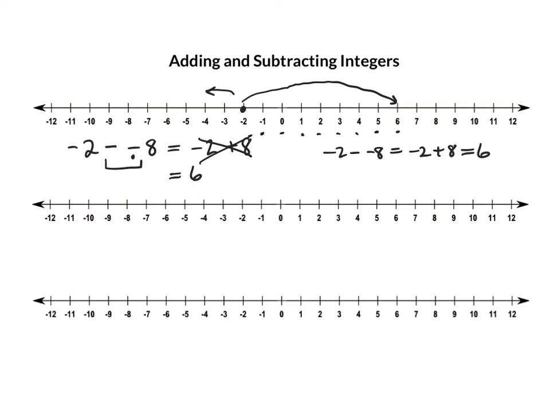Another example. If I said 7 minus negative 4, this would end up being, I'm starting at 7, and when I subtract, I'm normally going to the left, but because there's this other negative, that flips the direction, and I end up going 4 to the right. So 1, 2, 3, 4. And again, the double negative makes a positive. This is really 7 plus 4, which is, of course, 11.